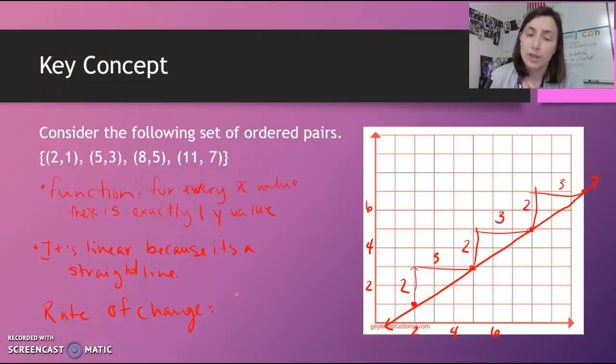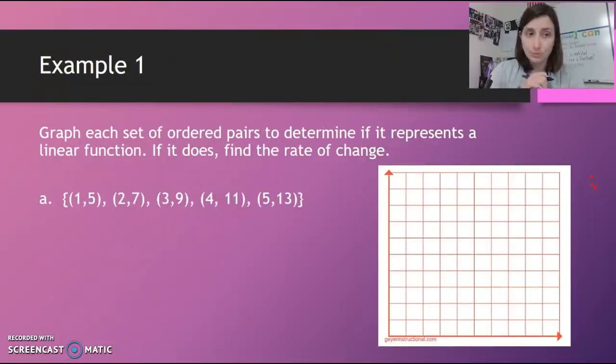And so my rate of change, or my slope, is 2 over 3, my rise over my run. And because that is constant, it's a linear equation. So let's move on to our first example. Graph each set of ordered pairs to determine if it represents a linear function. If it does, find the rate of change.